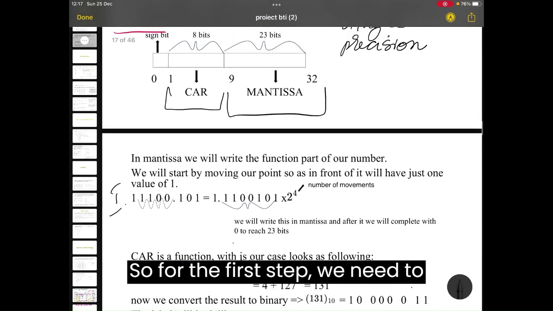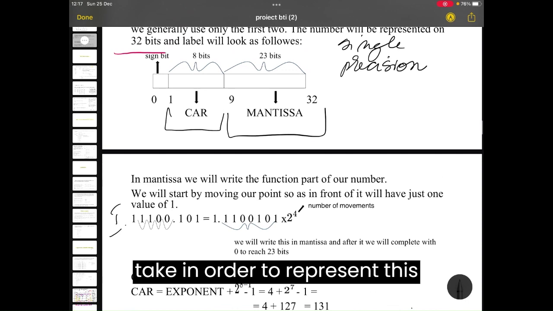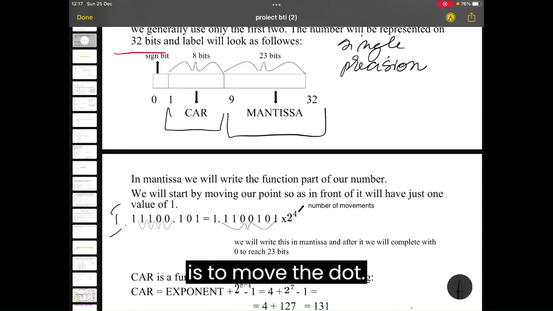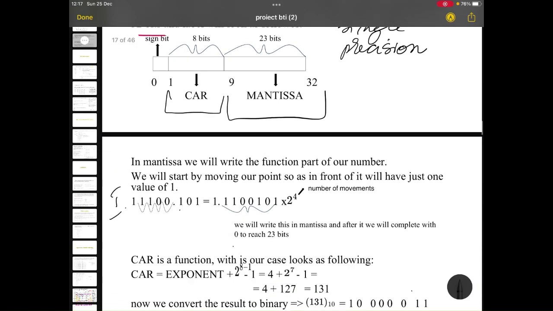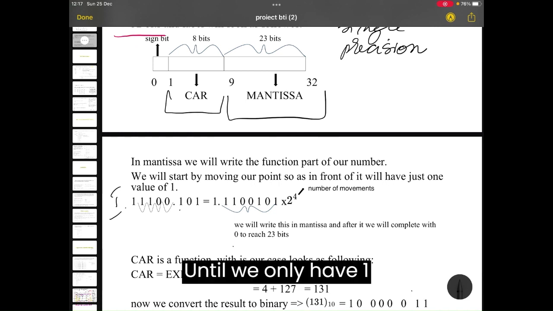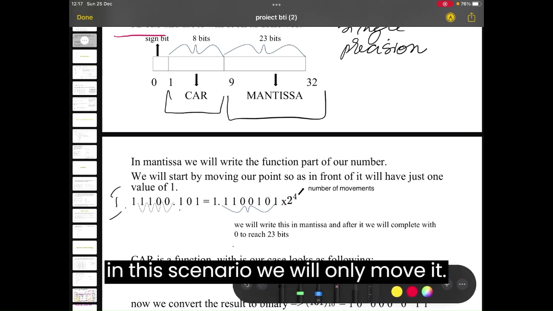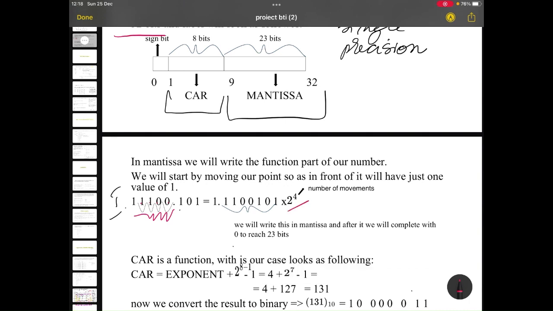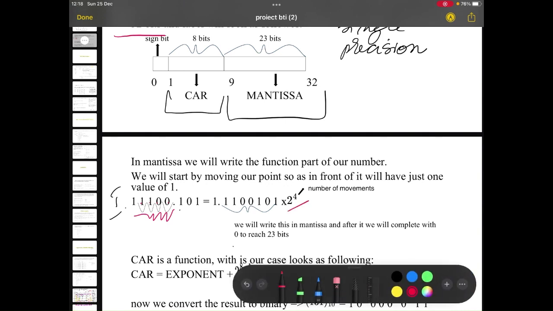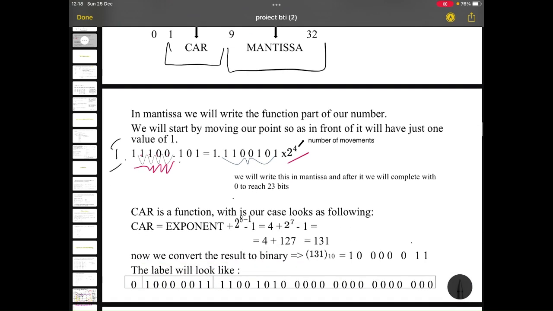So the first step we need to take in order to represent this is to move the dot here until we only have one digit equal to one before it. So in this scenario, we will only move it four times, 1, 2, 3, 4, and we will write this as an exponent of 2, and this number is the mantissa number.